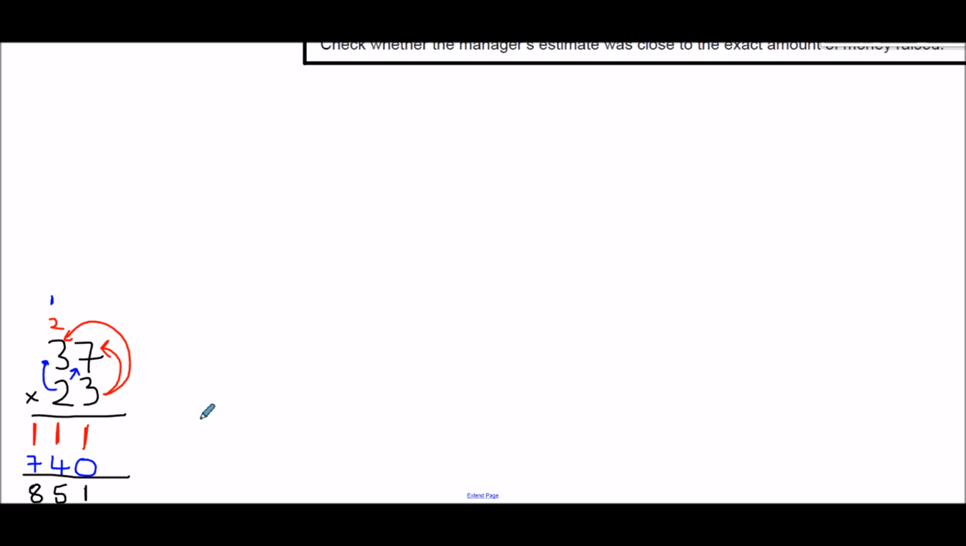Just to show you that I'm not biased, I'm going to now try the way I don't really like, but it's quite common still in schools. Each to their own, I guess. So this way is where you partition the number into hundreds, tens and units. So 37, and down here we're going to do 23.